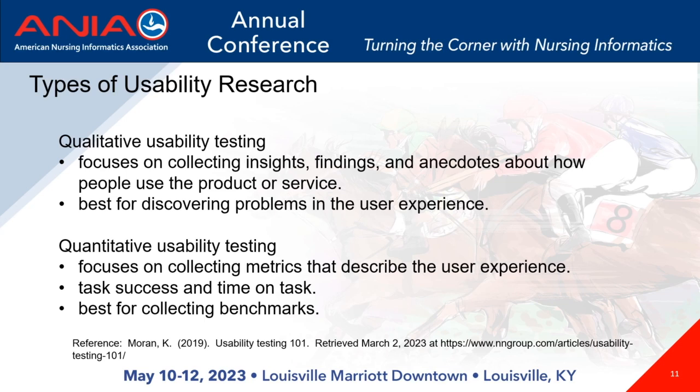Quantitative usability testing focuses on collecting metrics that describe the user experience. Two of the metrics most commonly collected in quantitative usability testing are usually task success and time on task. Quantitative usability testing is best for collecting benchmarks, and we'll show you some further examples of the use of both of these.